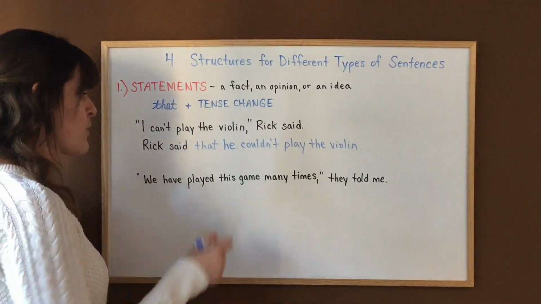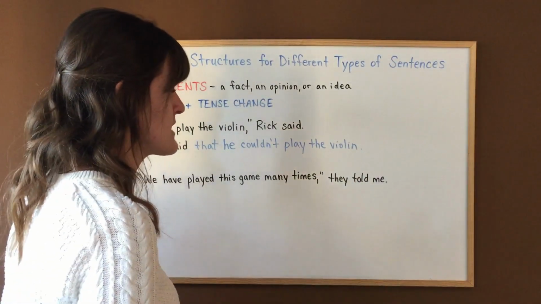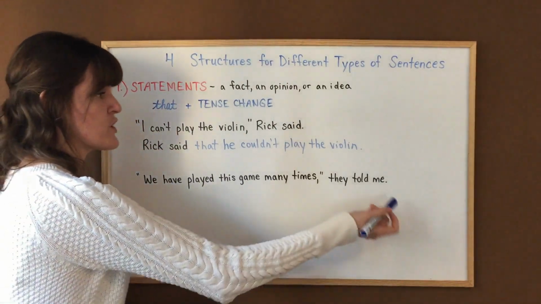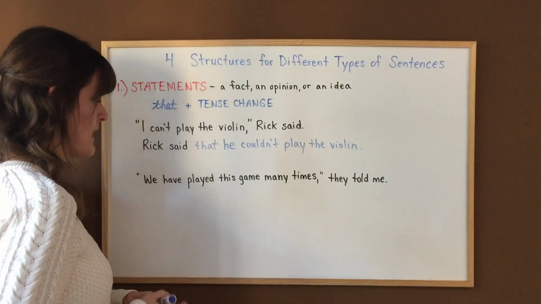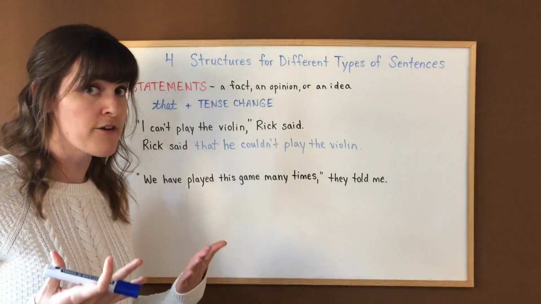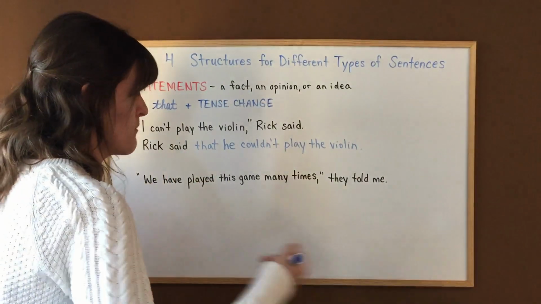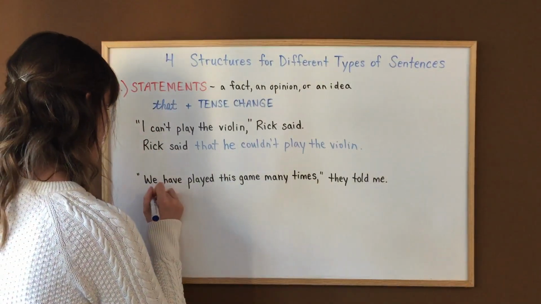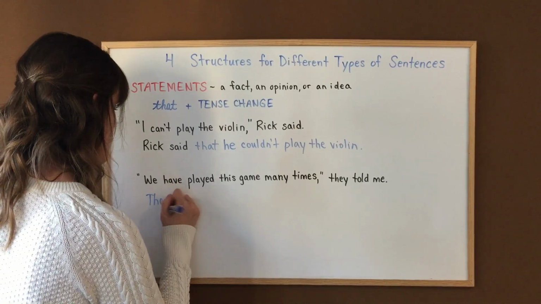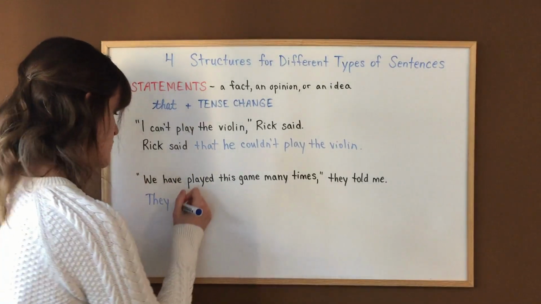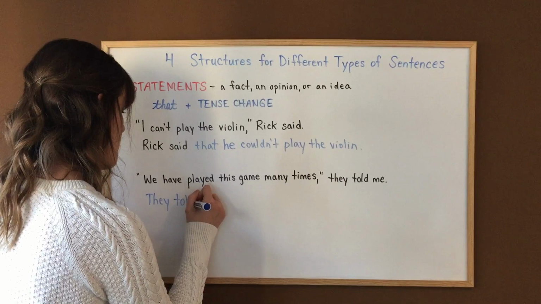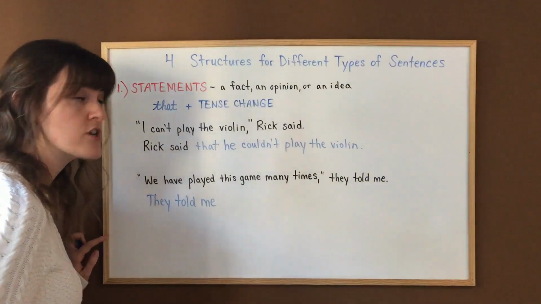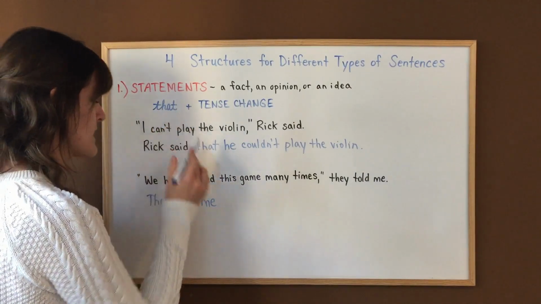Next one. We have played this game many times, they told me. Okay, here I didn't start the sentence for you so that you can see it's very easy. How do you begin? You have to begin with the speaker and your reporting verb. So, who is speaking? They are speaking. So we're going to put they told me. We don't have to change this, just copy it again. They told me. Now, we follow our structure. What's our structure? Here in blue. That, we put the word that.